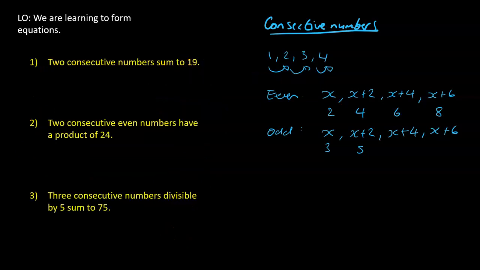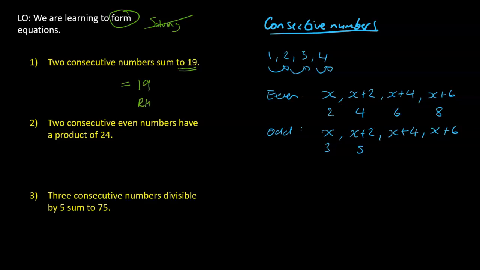Okay, guys, we are back, and we've got our 3 questions. And what we're trying to do is form an equation. We're not interested in solving this equation today. We're going to learn about that in future videos, but today we're just forming an equation. So question number 1, 2 consecutive numbers sum to 19. So there's a couple things we know. The final answer is going to be equal to 19.